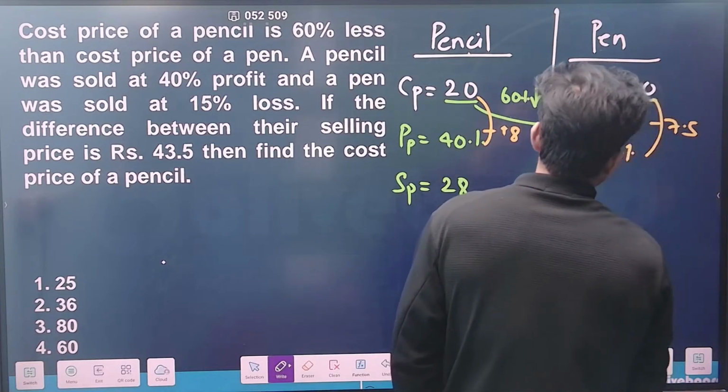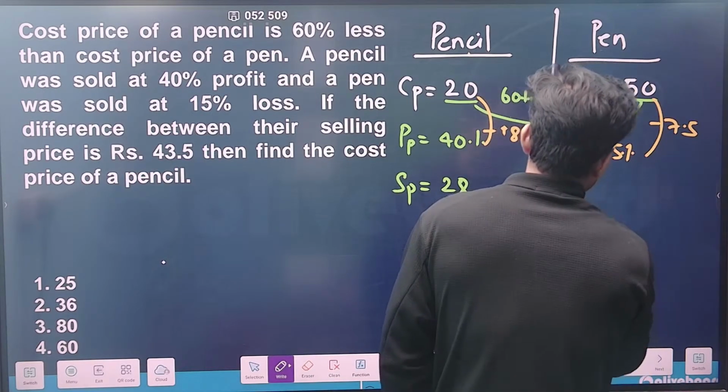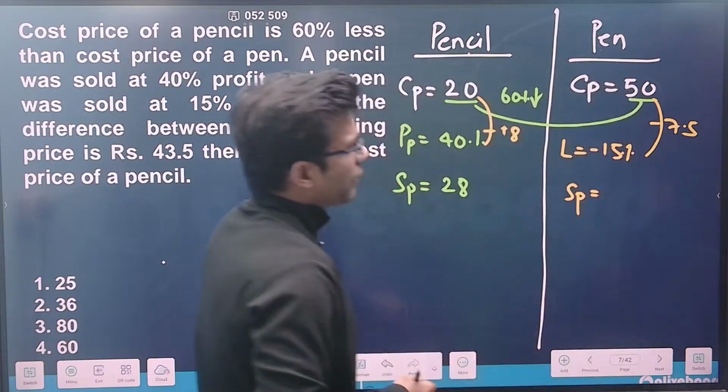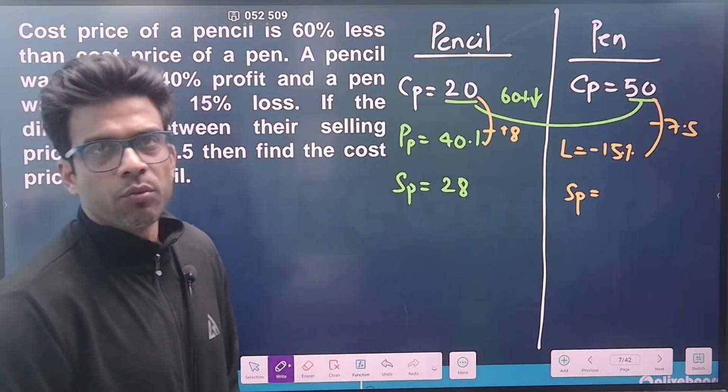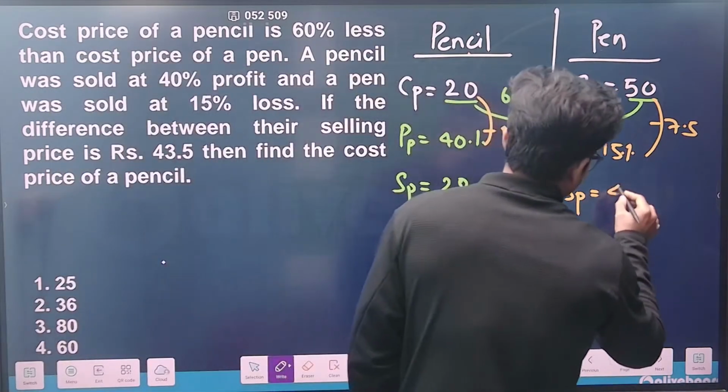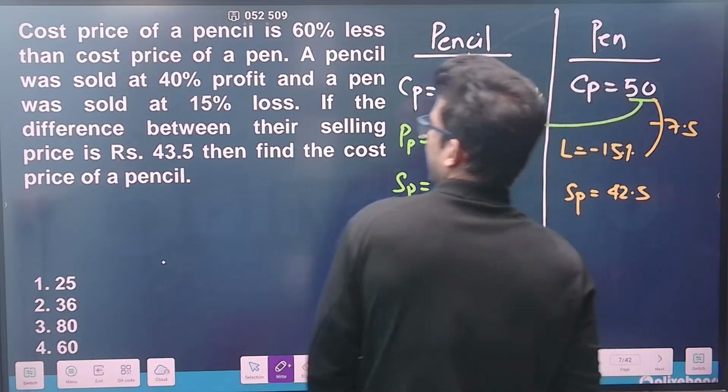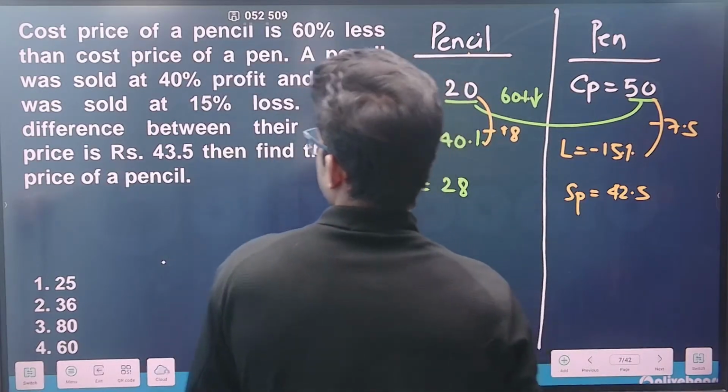So 7.5 less would be how much? Then the selling price would be 7.5 less from 50, which would be 42.5. So I would write 42.5. And they're saying if the difference between their selling price is given.